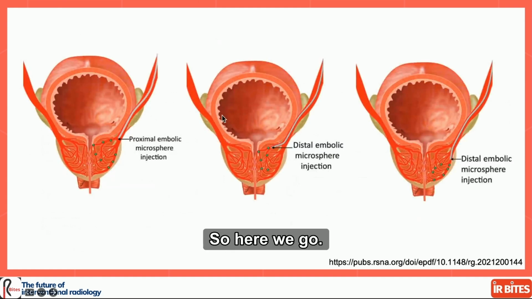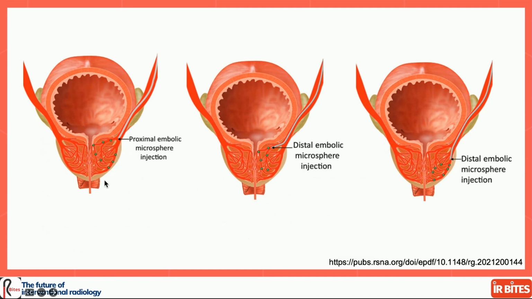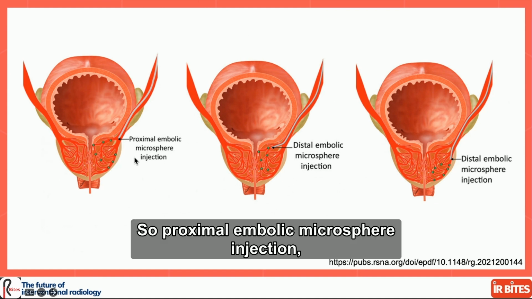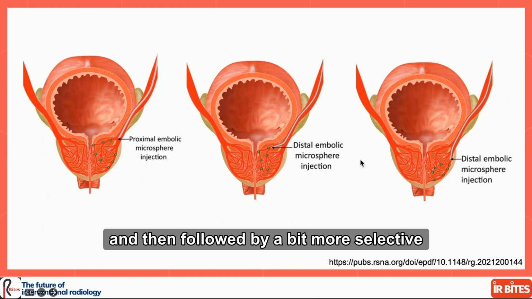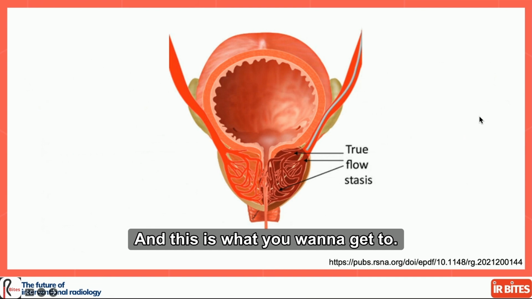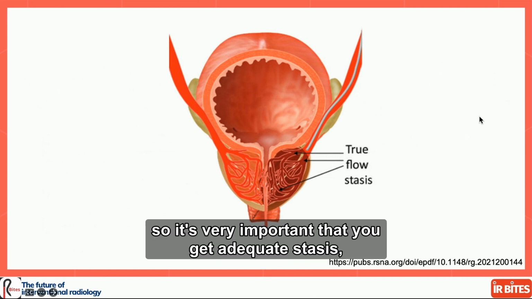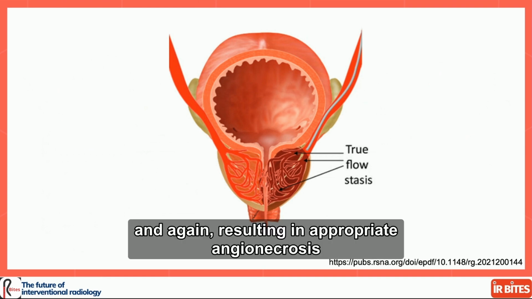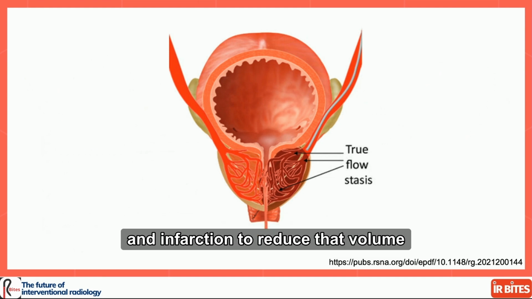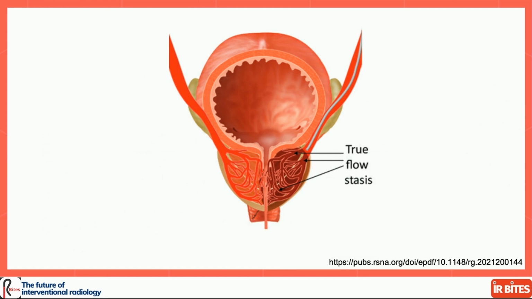So here we go. We've got a microcatheter into the gland. This is part of the PERFECTED technique: proximal embolic microsphere injection, followed by a bit more selective or distal embolization. And this is what you want to get to. You want to have true flow stasis. It may be very challenging to get in there, so it's very important that you get adequate stasis, resulting in appropriate angionecrosis and infarction to reduce that volume and have symptomatic relief from the procedure.